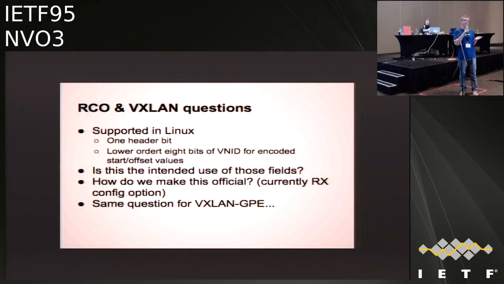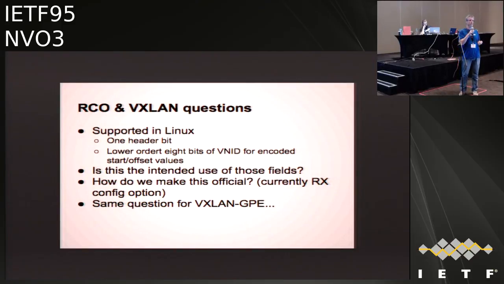My question is twofold. One is we extended VXLAN by allocating a bit from the header, I think it was bit number 10, and then using the low order 8 bits of the virtual networking identifier, which are listed as reserved, to encode the start and the offset. My question on the list, and I'm hoping to get more feedback, was: is that architecturally the correct thing to do in VXLAN?